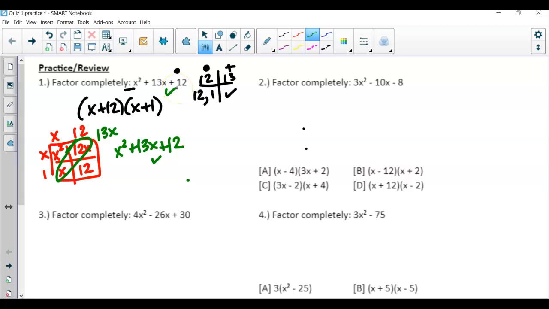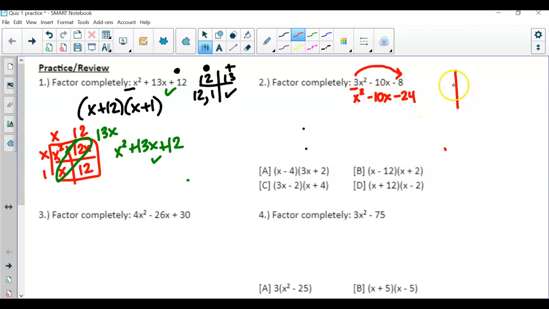So looking at question number 2, notice how A is not 1, it's 3. So do we have a GCF? No. So we're going to go ahead and go straight to our bottoms up, where we multiply the first to the last value, our A times C. So this becomes x squared minus 10x, but now minus 24.